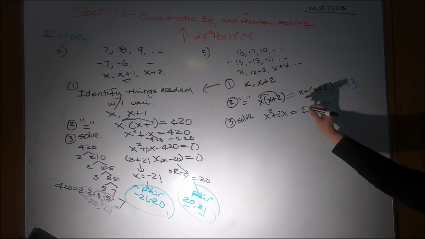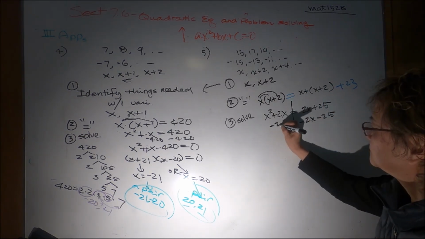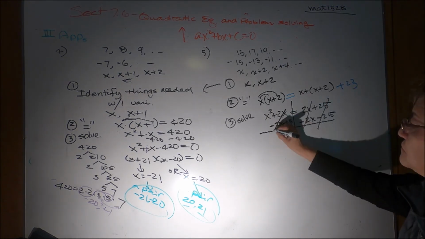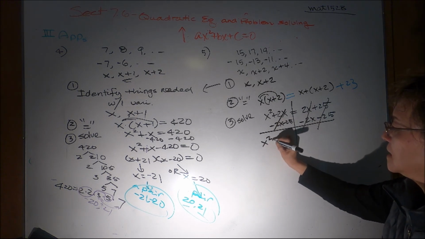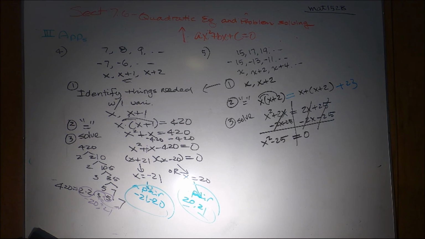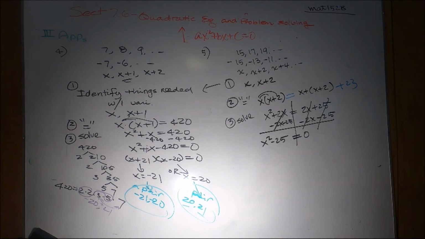Then write it in standard form. Move everything to one side. Right? So what do we have? x squared minus 25 is 0. Do we have a quadratic equation in standard form? Yes. How many terms do we have? 2. Binomial. How can we break it down?